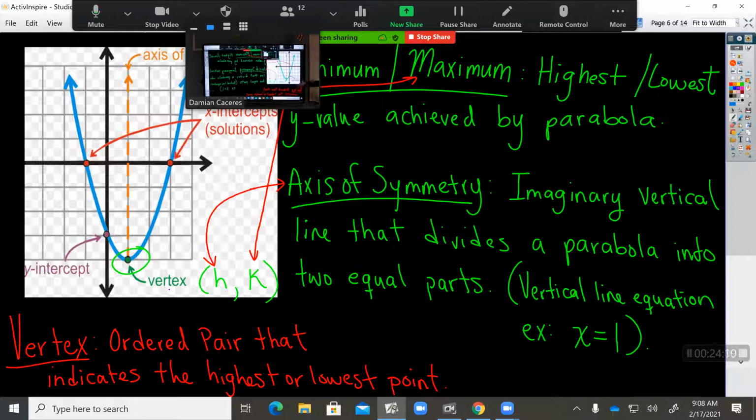All right, so look, this vertex, we all know, is the lowest or highest point of the U. In this case, it's the lowest point, so that would be your minimum. If the U was like this, this would be the point, and that would be your maximum, right? But because this is a minimum, I'm going to explain to you what makes up the vertex. The vertex is H, comma, K.